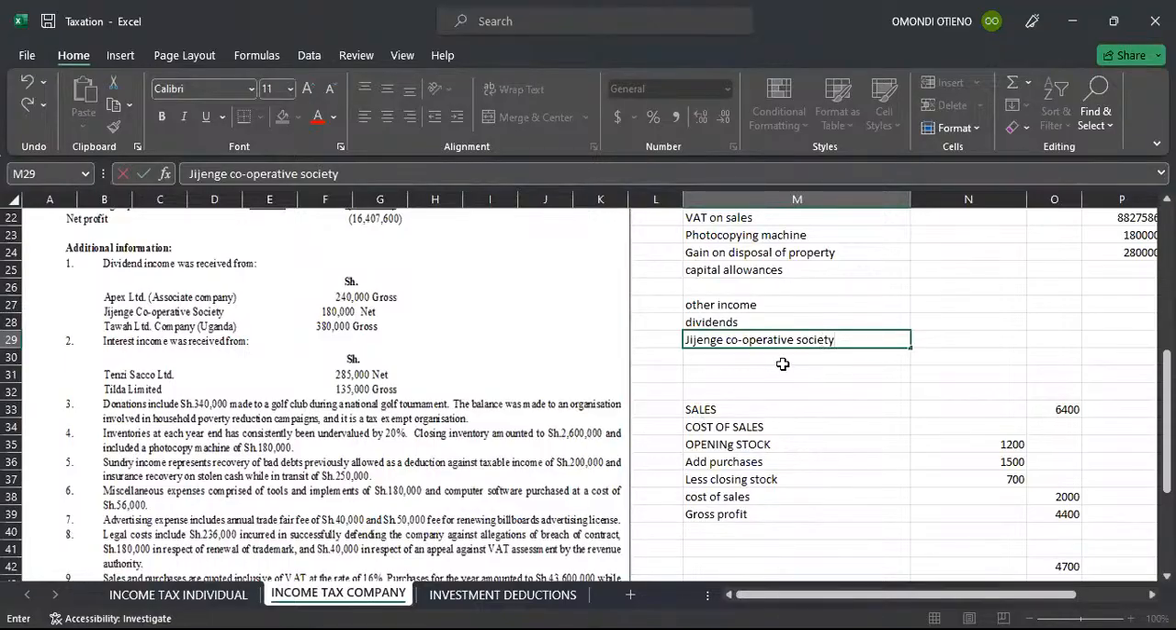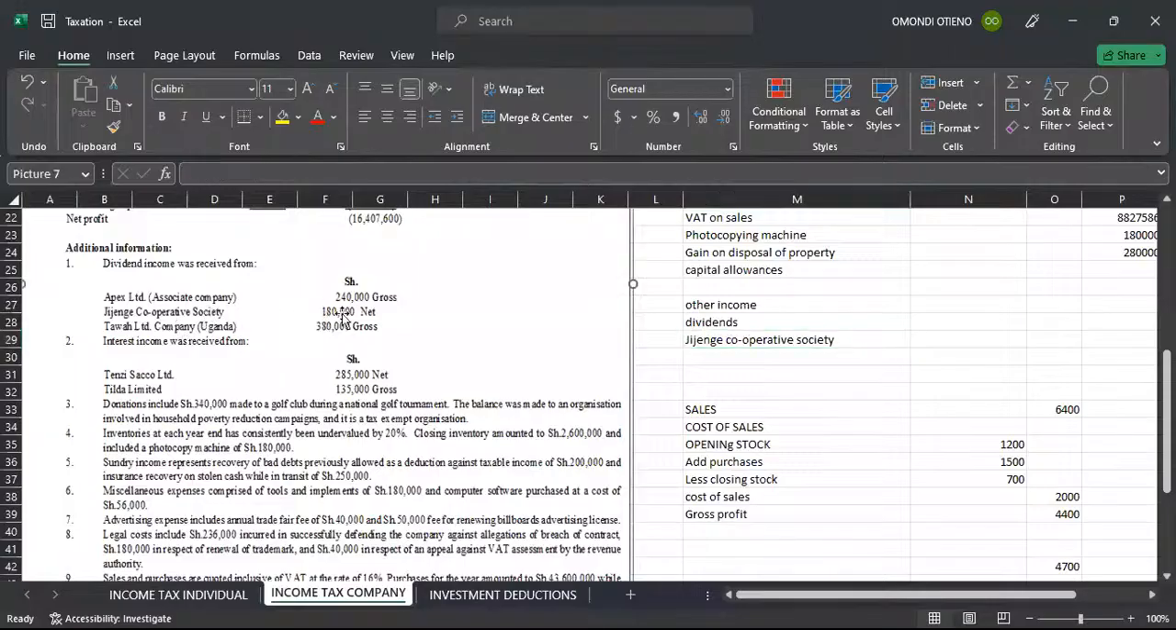How did you find 85? Sasa mtu aeleze Molly how we got 85. Tumesema hapa tumeambiwa that withholding tax is 15%, is it? And the value indicated here is 180,000 in bracket net. Net, it means we already deducted 15%. So we want to take it back to the original amount before deducting the 15%. So 85% ni 180,000. 100% itakuwa ngapi?